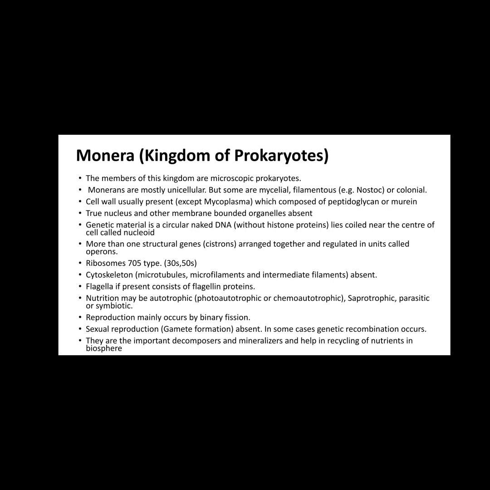Nutrition may be autotrophic. It can be phototrophs or chemoautotrophs. Or they can be saprotrophic, may be parasitic, or may be symbiotic. I will also describe these terms in my short videos. Then reproduction mainly occurs by binary fission. That means simply one mother cell will divide to form two daughter cells. Sexual reproduction by gamete formation is totally absent. In some cases, genetic recombination occurs. They are important decomposers and mineralizers and help in recycling of nutrients in the biosphere.